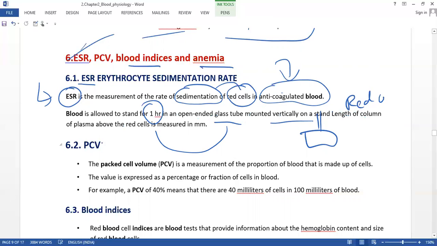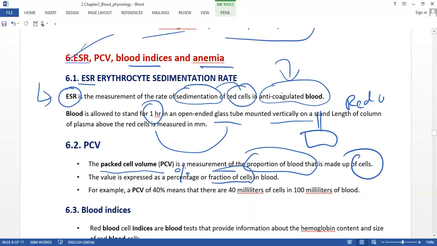And the PCV, that is the packed cell volume. This is the measurement of the proportion of the blood that is made up of the cells, and the value is expressed as a percentage or the fraction of cells in the blood.